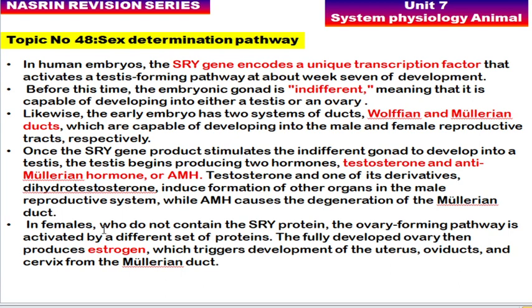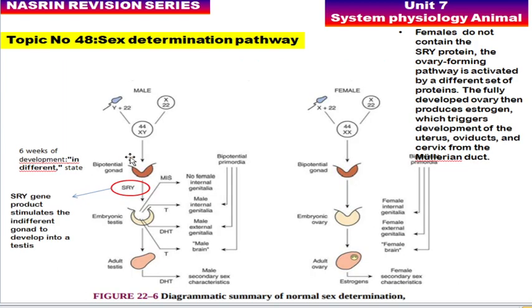Whereas in females, who don't contain the SRY protein, the ovary-forming pathway will be activated by a different set of proteins. The fully developed ovary will then produce estrogen, which will trigger the development of the uterus, oviducts and cervix from the Mullerian duct. So let me explain this with a simple concept.